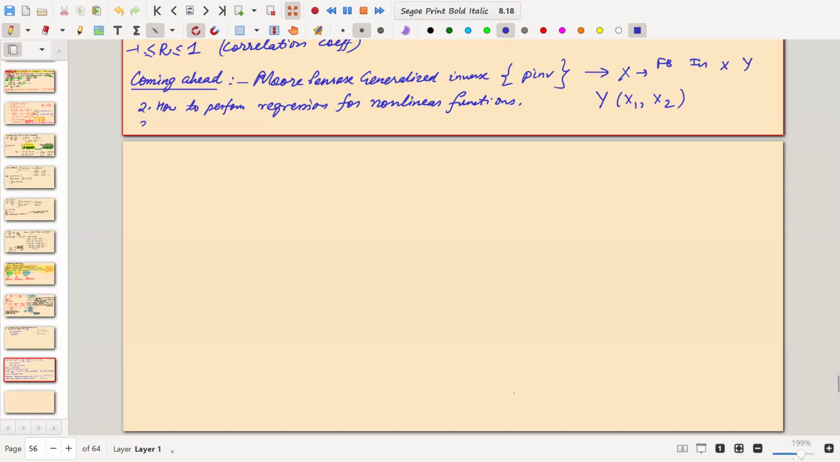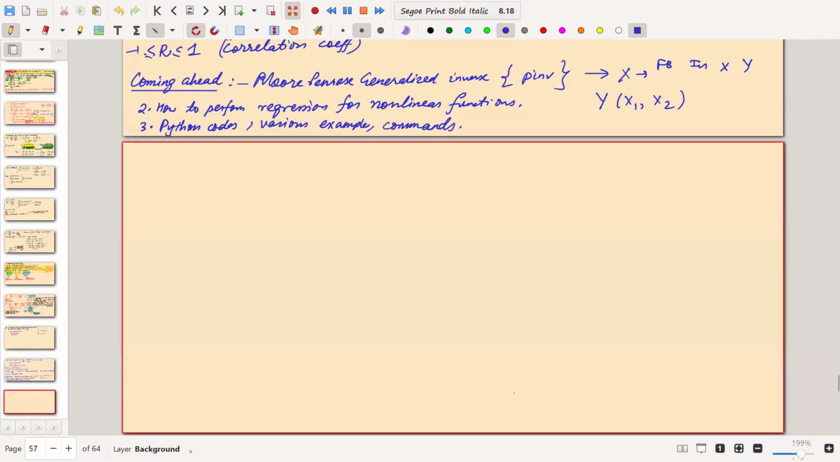Okay. Then third, we will see various Python codes, various examples and commands also. So you don't have to type much. You just use the commands and it will do least square regression for you. Give it data sets, whether it follows an exponential data set, whatever, and the optimize fit command will automatically do the regression line for you.